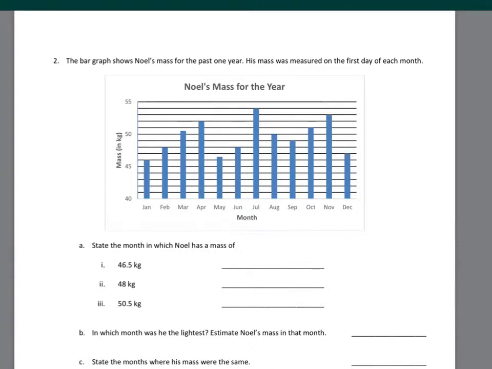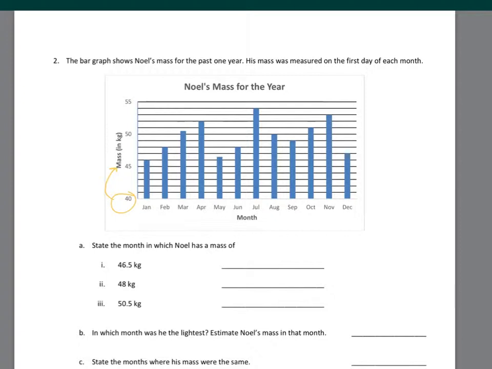So it's very important for you to have the skill of reading graphs. For example, if you look at January, it's at 46 kilograms, because each line represents 1 unit. As you can see, from 40 to reach 45 you have to have 5 lines, so each grid line represents 1 unit.